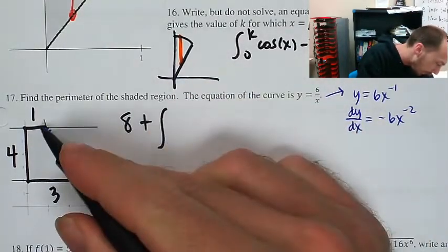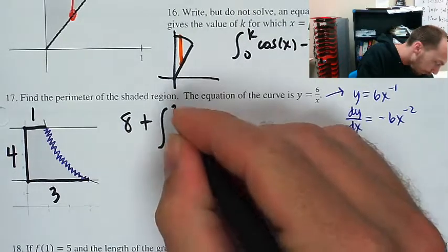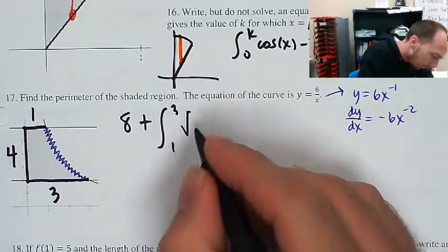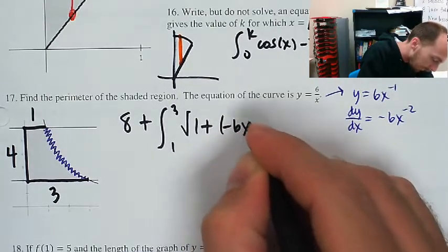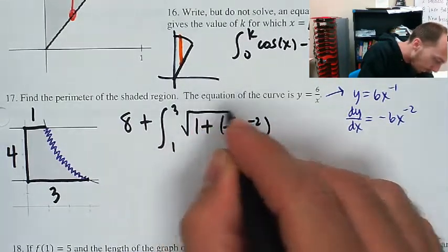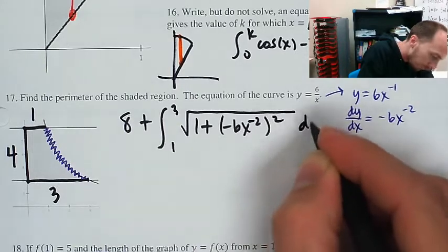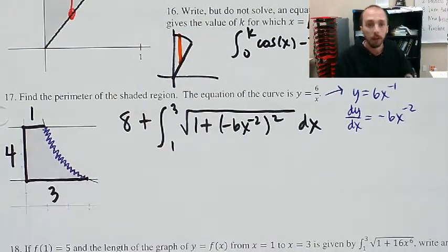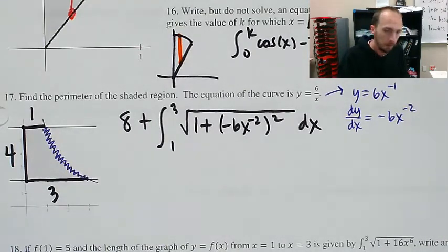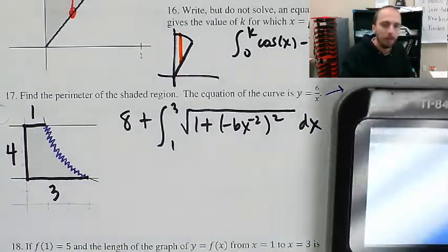So this will be the integral from x equals 1 to x equals 3 of the square root of 1 plus dy/dx squared, so negative 6x to the negative 2 squared, with respect to x. Now that one requires a calculator. I don't know, maybe not. I don't see any way in which that doesn't require a calculator.